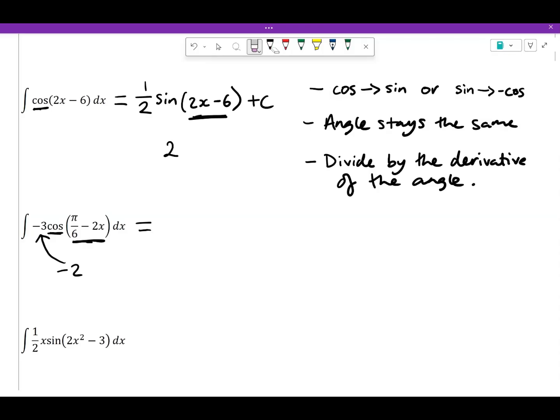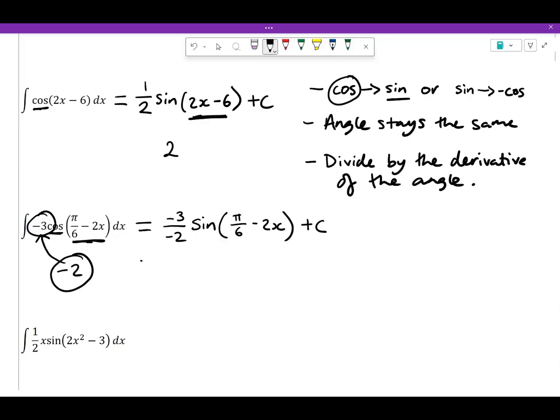Okay, so once again, we are using the first one here, and it's going to be positive sine. So I'm going to write sine in like that. My angle then stays the same, so we're going to write in the pi over 6, subtract 2x. And then we need to divide by the derivative of our angle. So the derivative of the angle was negative 2. So I need to take the initial negative 3, and I need to divide it by the negative 2, and then put plus c. So my final answer is 3 over 2 sine, and then pi over 6, subtract 2x, plus c, like that. Let's have a look at our next one.